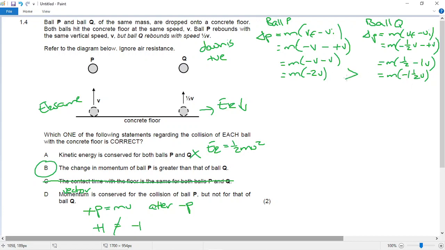So this one is greater than that one. So the change in momentum of ball P is greater than that of ball Q. This is the correct answer. And you just have to consider the vector nature of momentum to rule that one out.